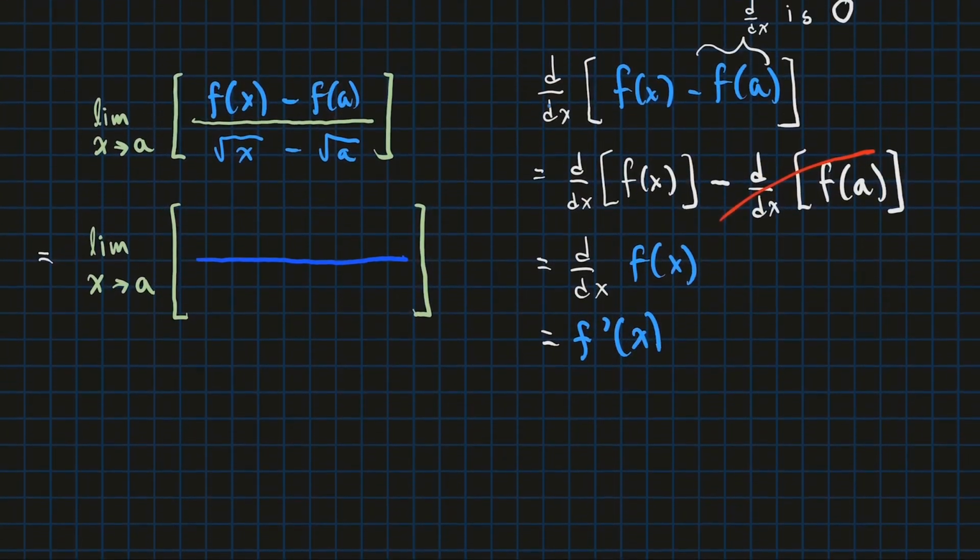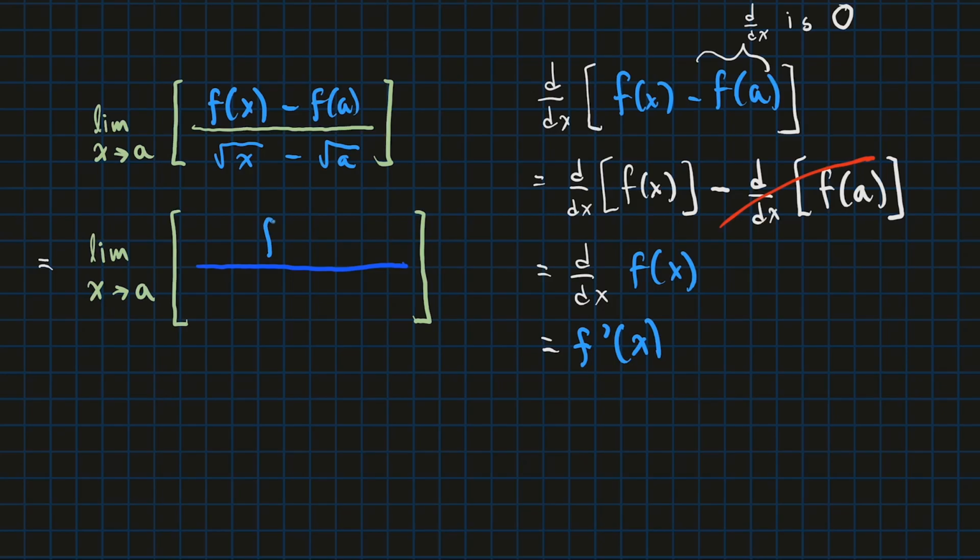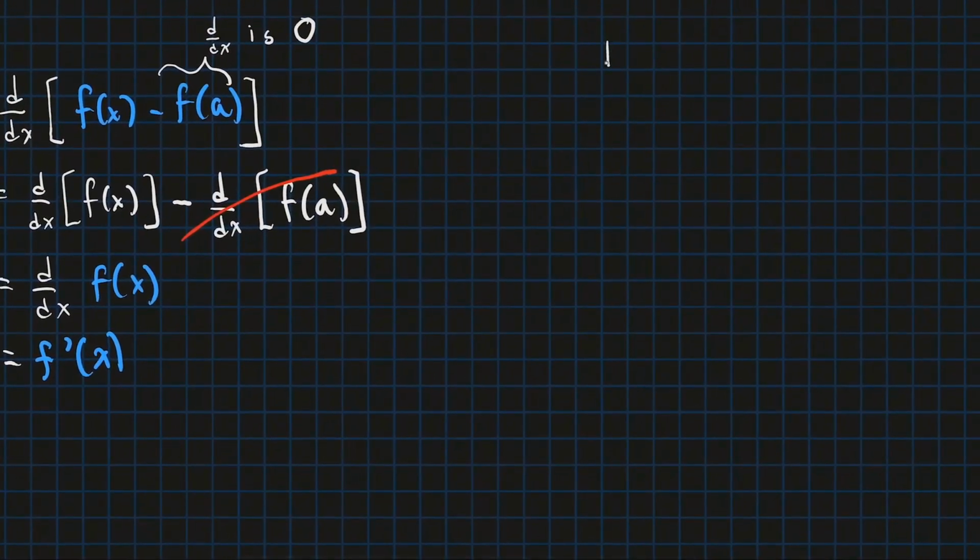All right, so we have the derivative of our numerator. It is none other than f prime of x. So let's look at our denominator. Our denominator is slightly more complex, but we can do it. So in our denominator, we've got d over dx of square root of x minus the square root of a.